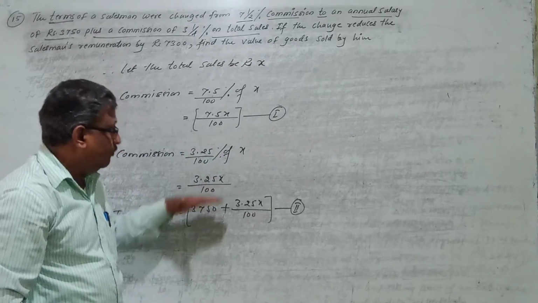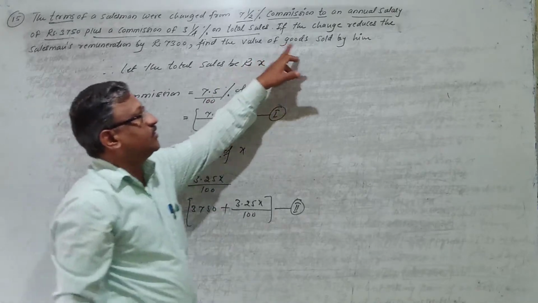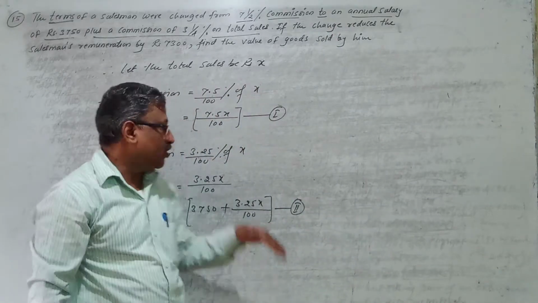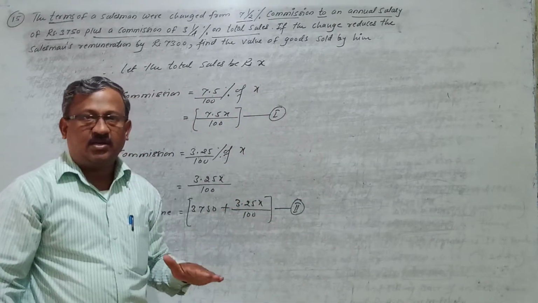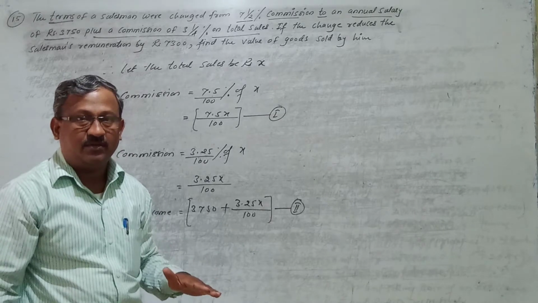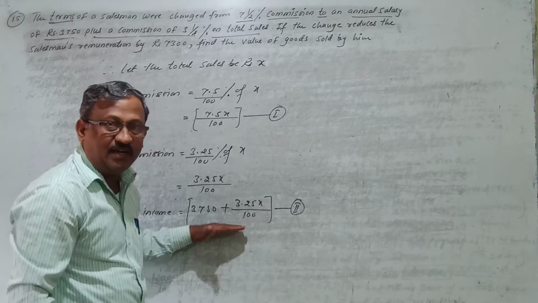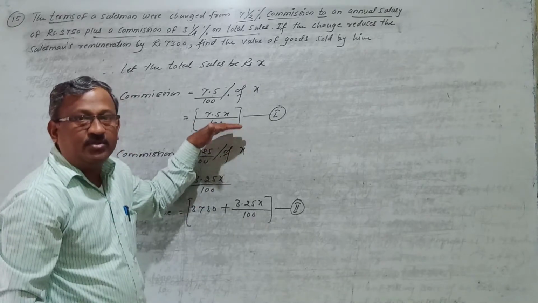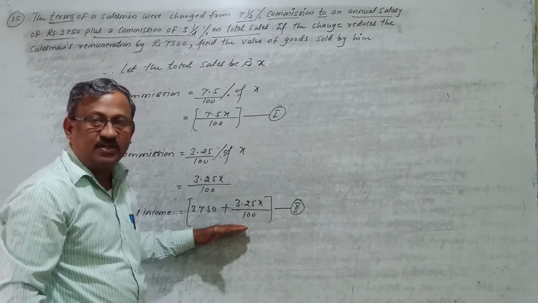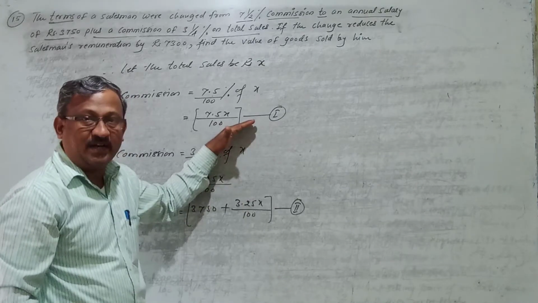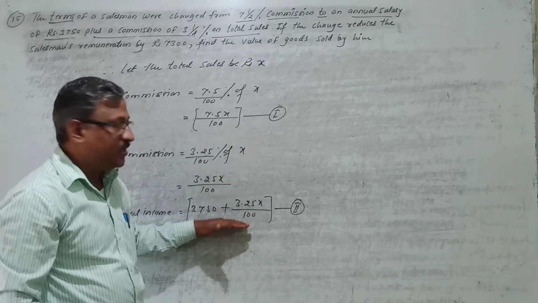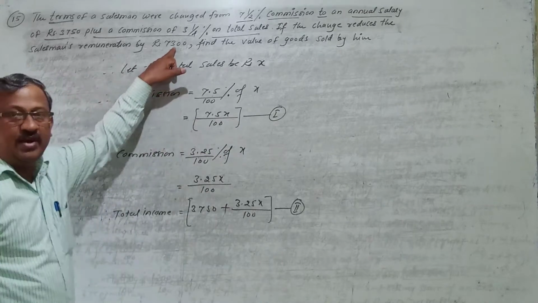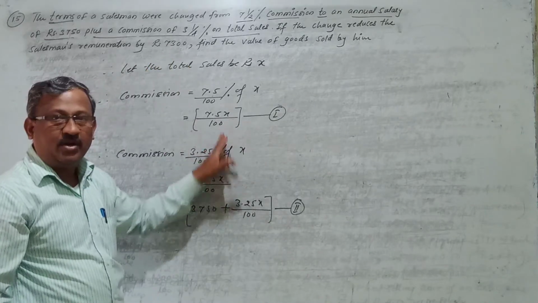But because of this change, what they have said in the problem is, if the change reduces the salesman's remuneration, it means the salesman's income has decreased. At present he is getting less as compared to before. Previously he used to get more and at present he is getting less. So from this sentence we understand this income is less and this income is more. To calculate the difference of 7,300, from the greater income you have to minus the lesser income.